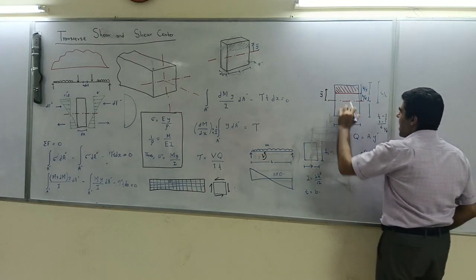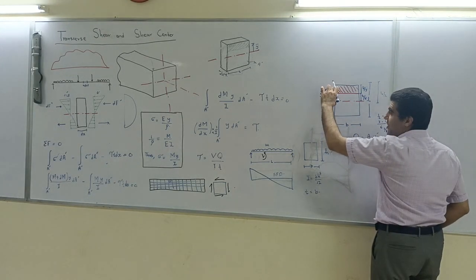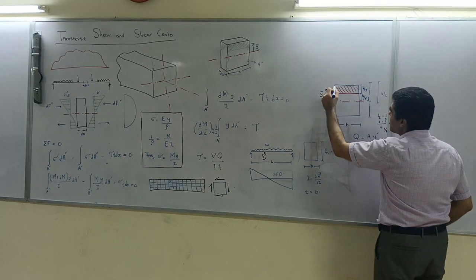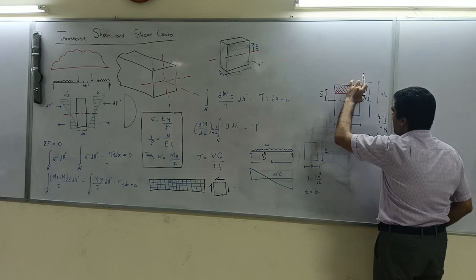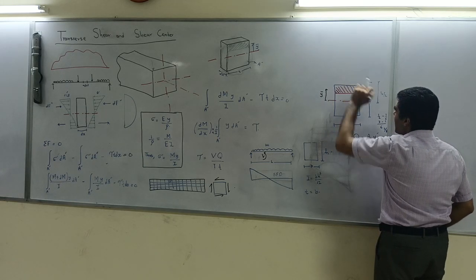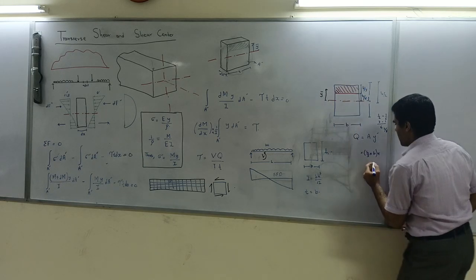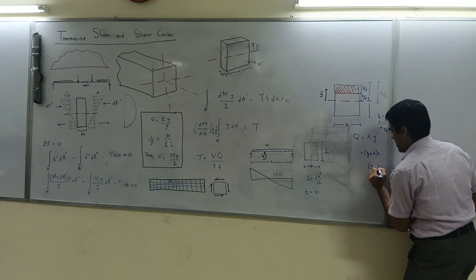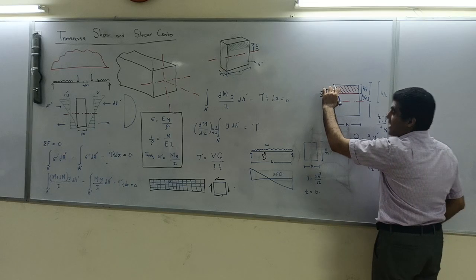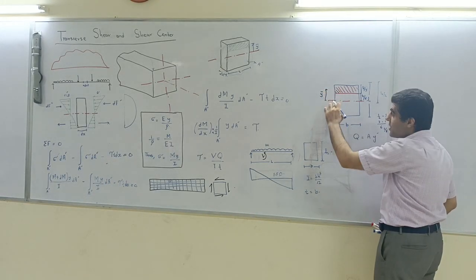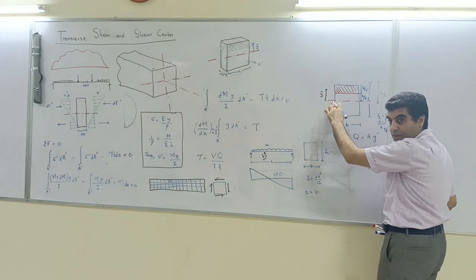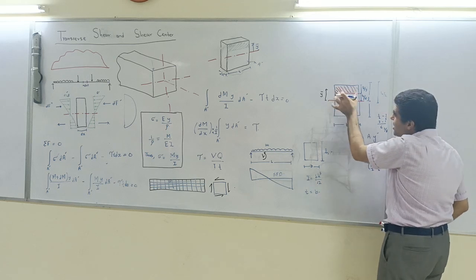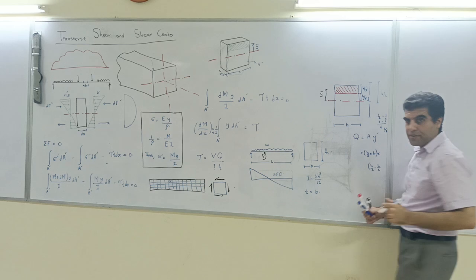times y bar. Y bar is the centroid of this box, and that centroid is how much? h by 2 minus h by 6, isn't it? This is the centroid of this box from the neutral axis. So the shaded portion is the centroid. Yes, because I'm interested in finding out my shear at this point.